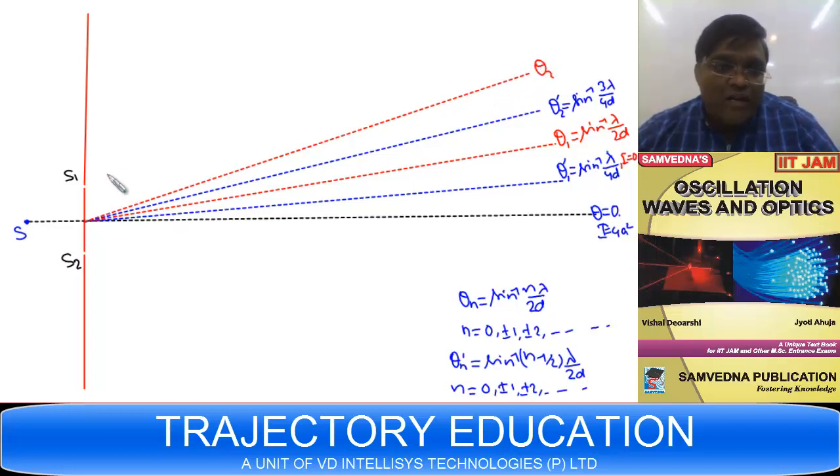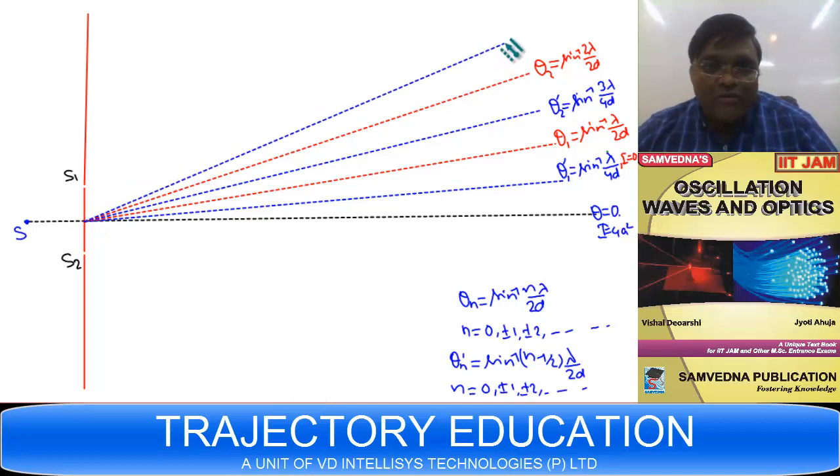You have the maxima, theta 2, second maxima. The light coming from S1 and S2 at all these points will undergo constructive interference and will have the intensity I equal to 4a square. Then again you have the minima, points of minima.